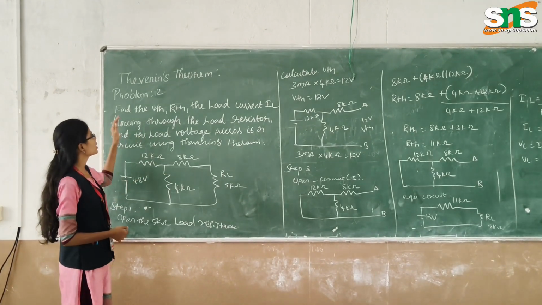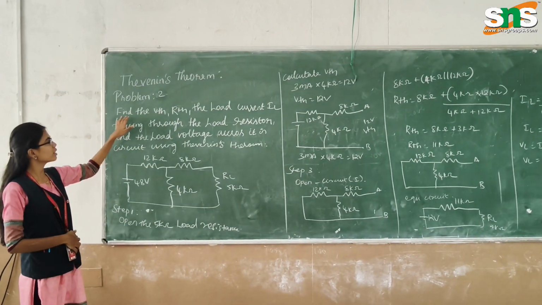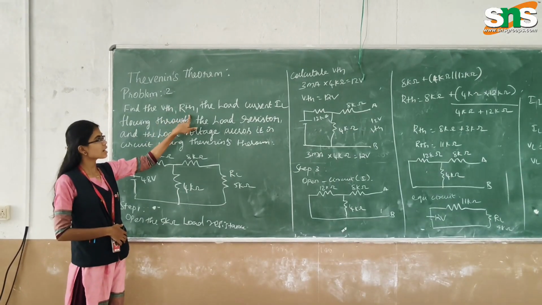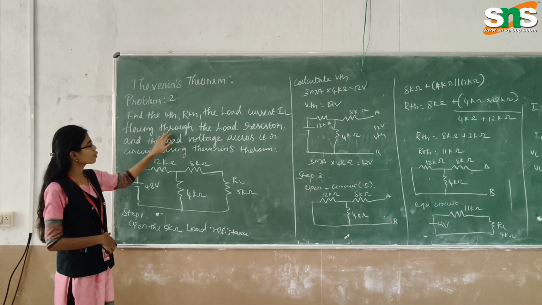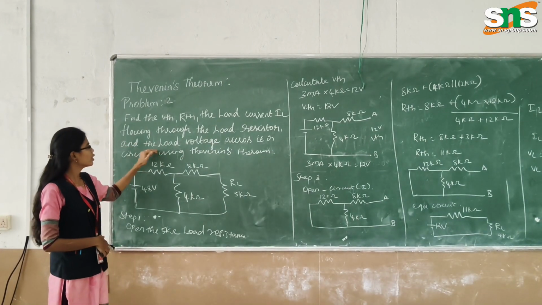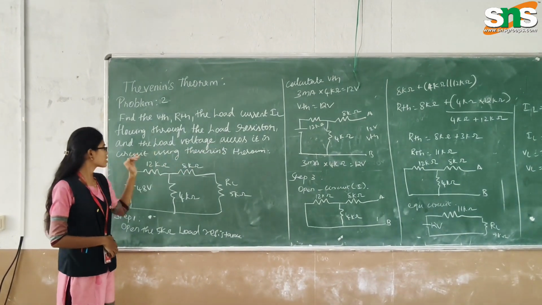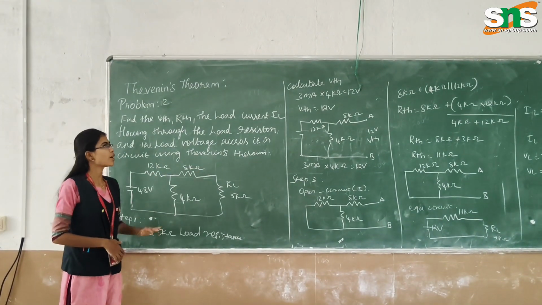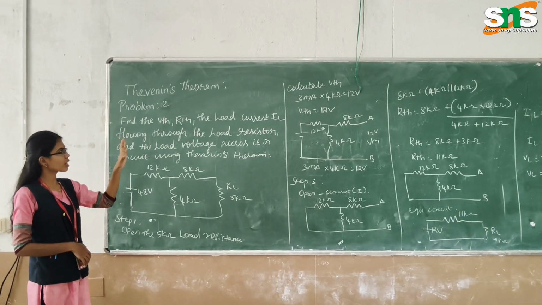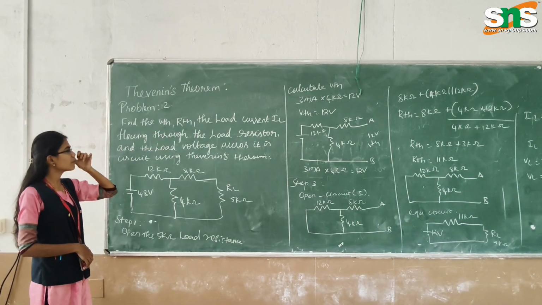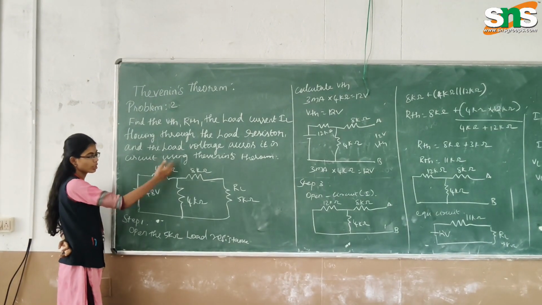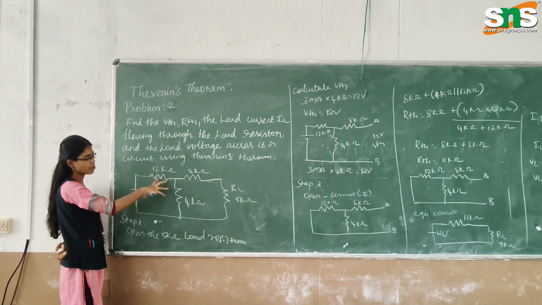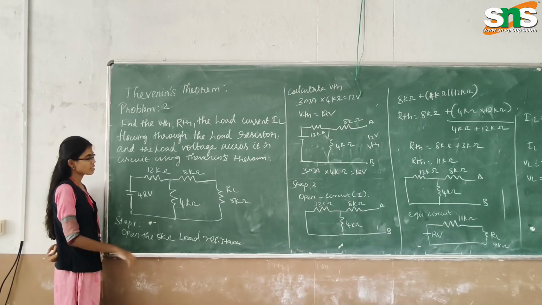So here in problem number 2 we have to find the Thevenin voltage and resistance, the load current IL flowing through the load resistor, and the load voltage across it in the circuit using Thevenin's theorem. So here we have a circuit which we are going to solve using Thevenin's theorem.